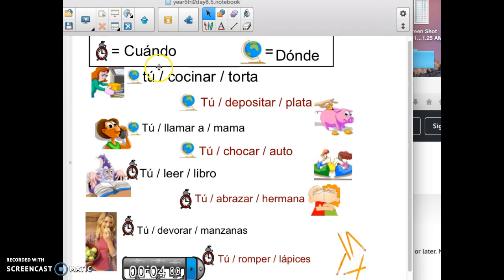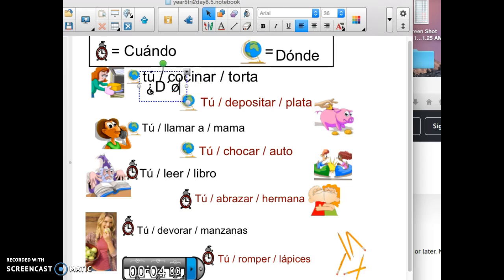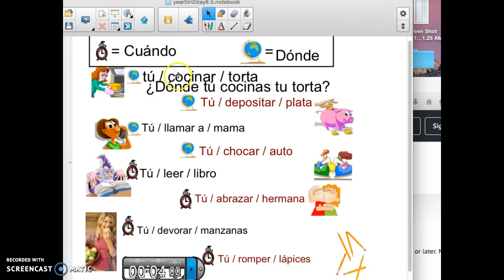So the first one, again, you're going to start your question with your upside down question mark. And that's going to be where. So where is donde? And then I'm going to say, where do you cook? And I'll say, tú. Cook is going to be cocinas. Where do you cook your cake? ¿Dónde cocinas tu torta? Where do you cook your cake?